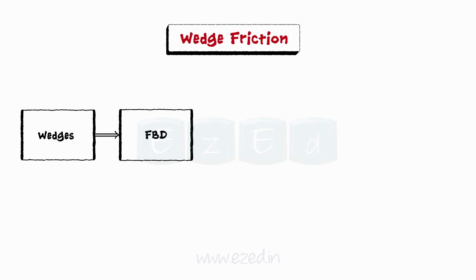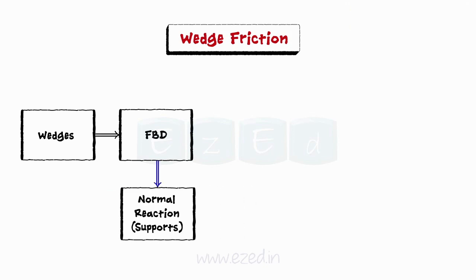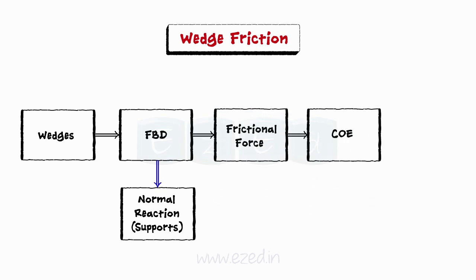The following problems will be helpful to understand the concept behind frictional force in wedges. We draw the free body diagram of a wedge, show the normal reaction offered by the supports, compute the frictional force, and finally apply COE to the system to calculate the unknowns. Consider the following problem.